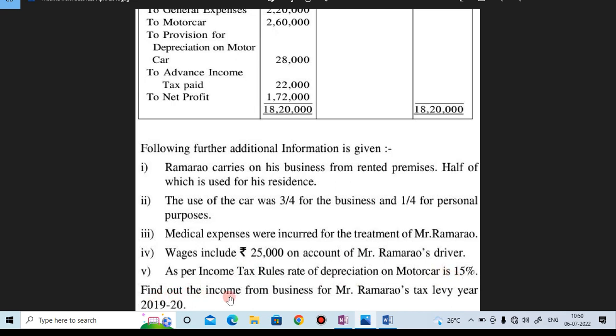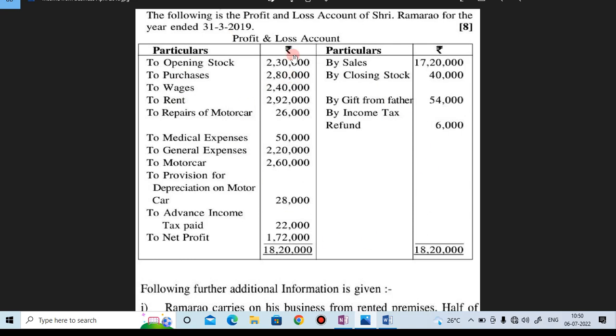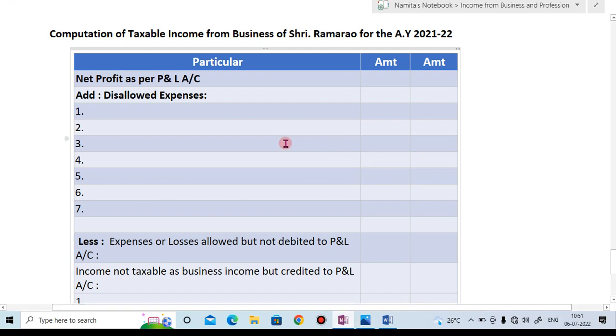Next, find out the income from business for Mr. Ram Rao, tax liable year 2019-2020. So we have to compute the taxable income from business for Mr. Ram Rao. These were the information provided. Now, after observing this information, we have to compute the taxable income from business of Mr. Ram Rao. So how to solve this? First of all, you have to prepare the format.